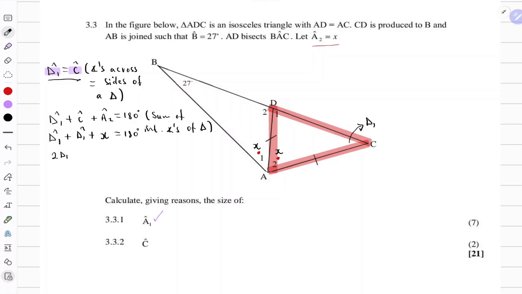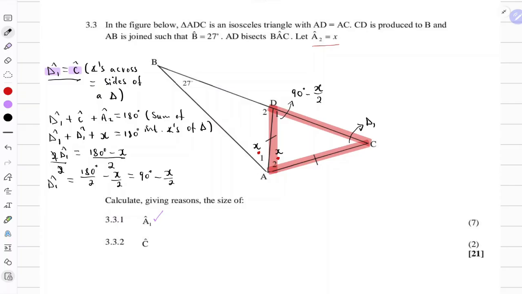So 2D1 is equal to 180 degrees minus X. So you can divide throughout by 2. So these two cancel. So D1 then becomes 180 degrees over 2 minus X over 2, which is equal to 90 degrees minus X over 2. So now we have D1 to be 90 degrees minus X over 2.